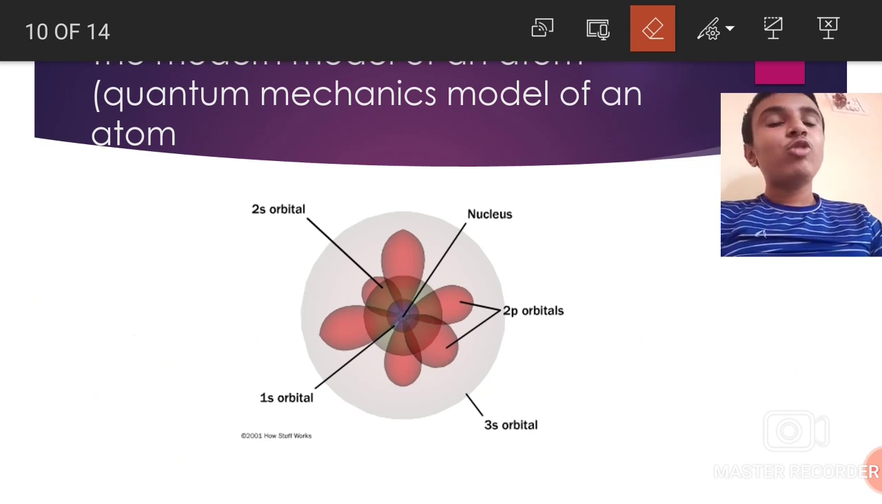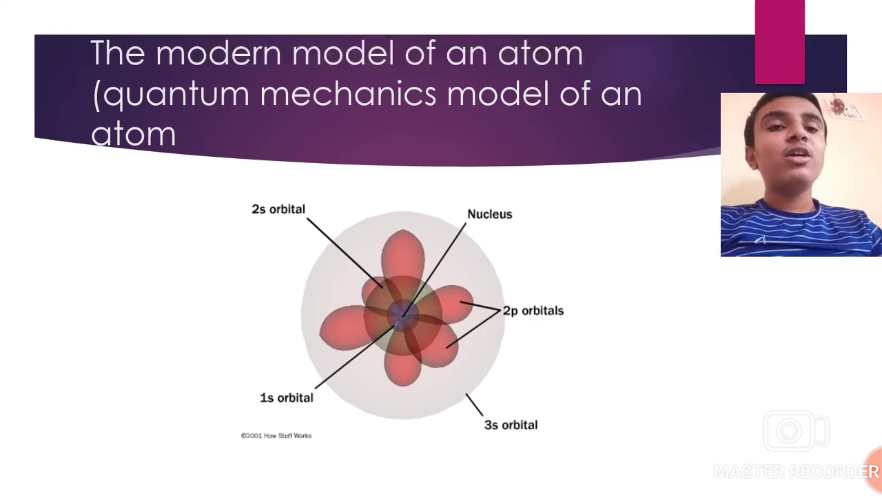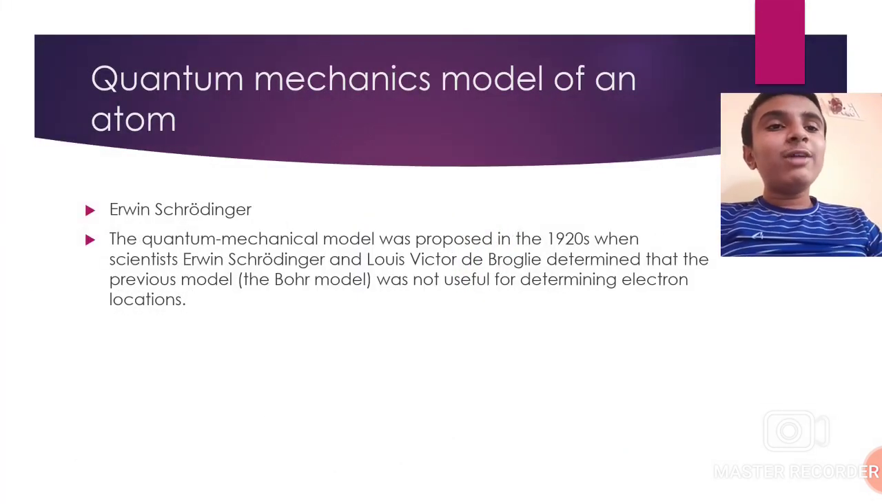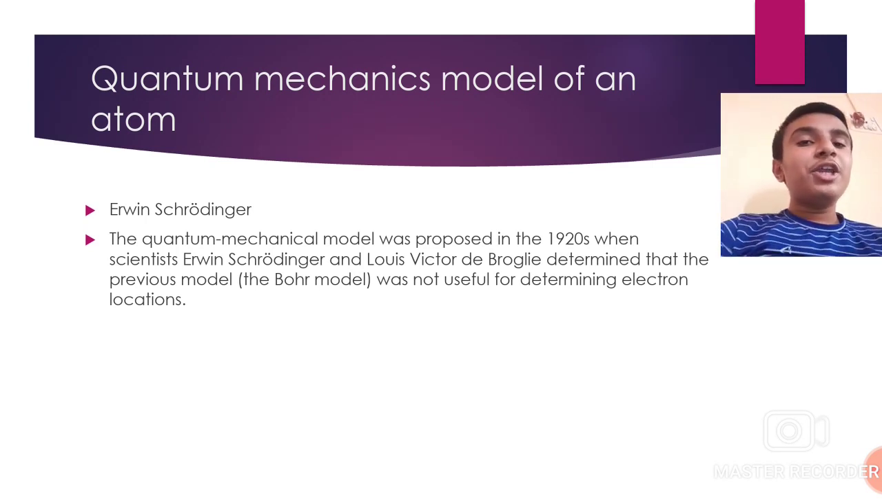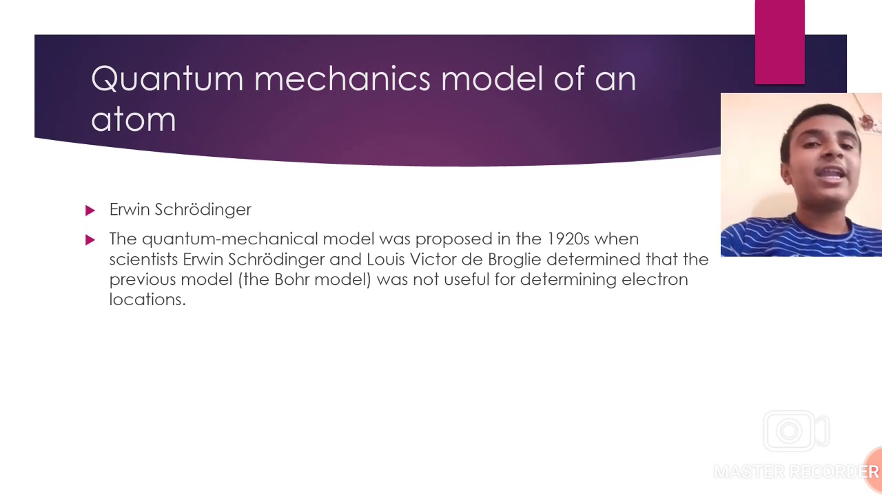So this was the quantum mechanics model of an atom. Now there is one question in mind: who put forth this quantum mechanics model of an atom? Yes, we will study that. The quantum mechanics model of an atom was put forth by Erwin Schrödinger.